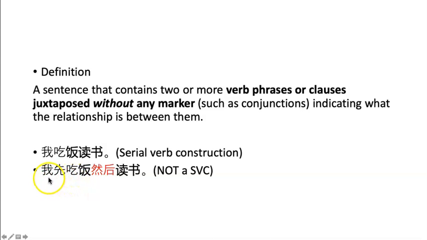The second example, 我先吃饭然后读书. This is not a serial verb construction. The reason for that is there is a conjunction 然后 inserted between the two verb phrases. Note the definition. Verb phrases or clauses juxtaposed without any marker, meaning without any conjunctions. And these two verb phrases, 吃饭然后读书, obviously has something in the middle, which is the conjunction 然后. So this is not a serial verb construction.